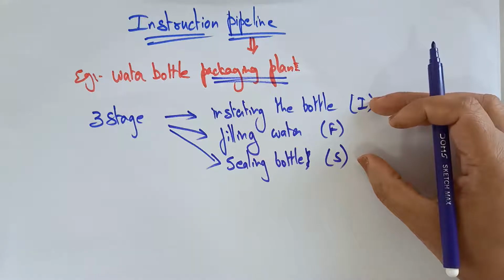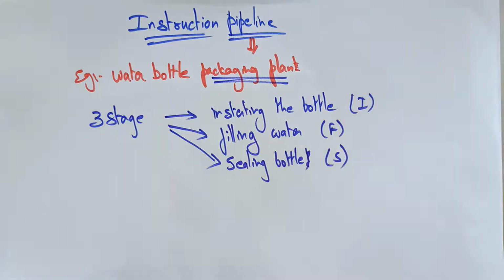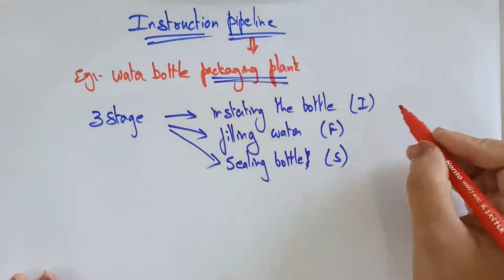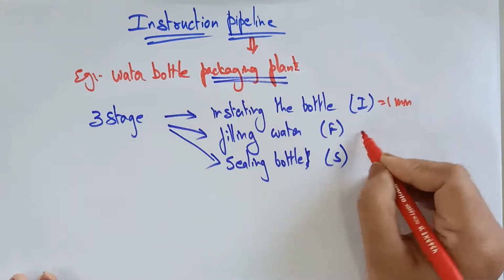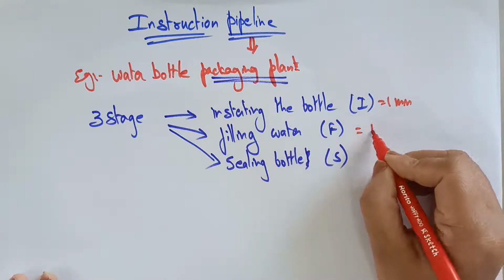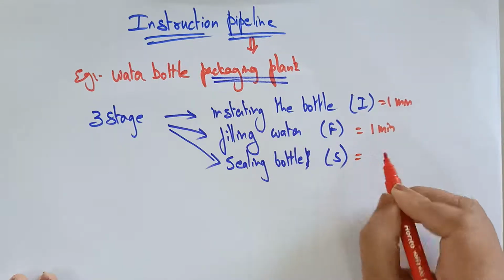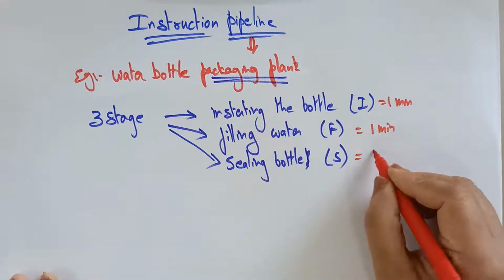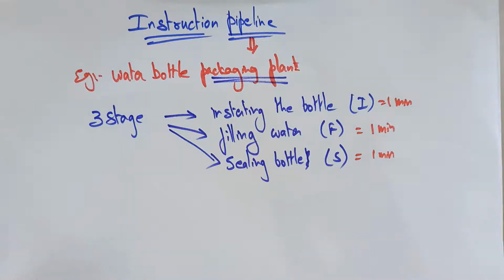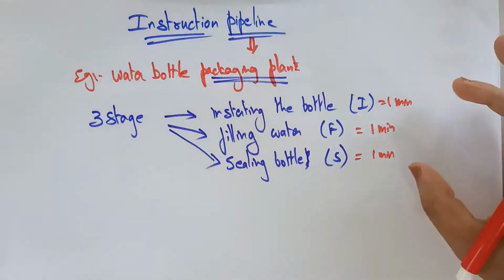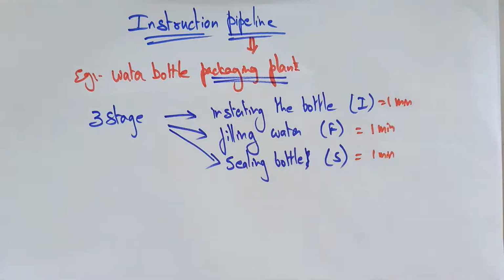They first insert the bottle in a track, after that they fill the water bottle and then they seal the water bottle. So this is a three stage process. In each stage, let's take 1 minute to complete its operation. Inserting a bottle takes 1 minute. Filling a water bottle, I'm talking about a single water bottle, and sealing a single water bottle takes 1 minute. So the total time taken for a single bottle is 3 minutes.